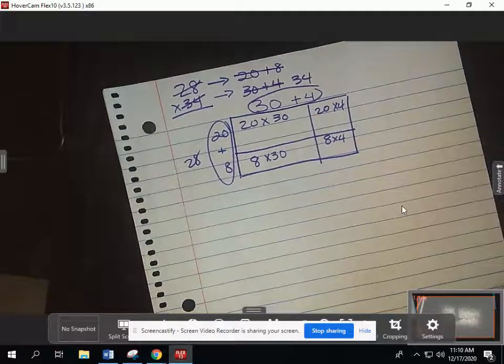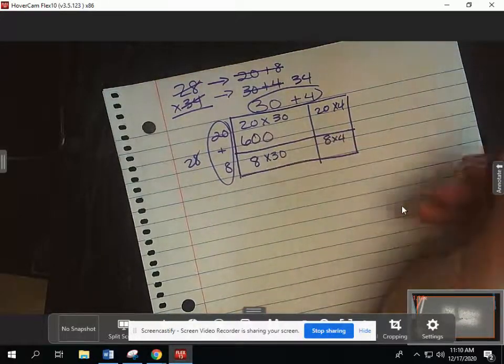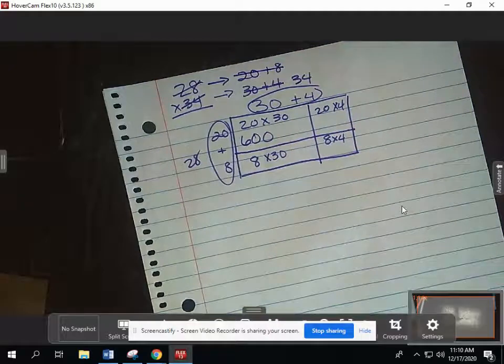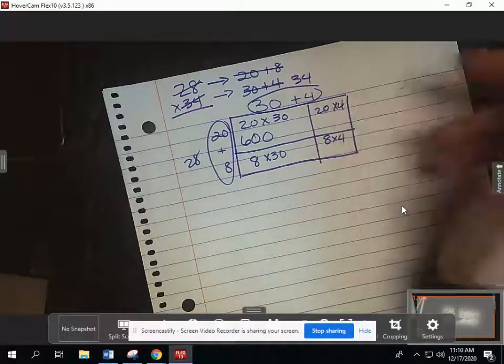Remember that 20 is 2 times 10. 30 is 3 times 10. 2 times 3 is 6, times a 10 times a 10. Or in other words, 6 times 100, because 10 times 10 is what, everybody? 100. Okay.